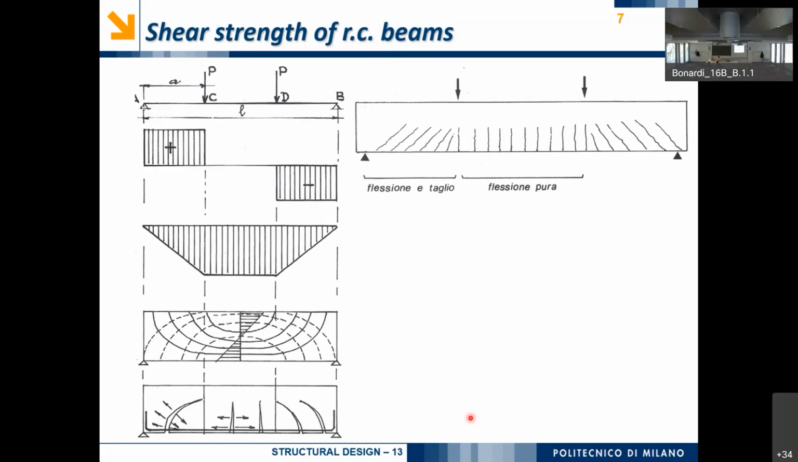Okay, guys, please remember the 3 assumptions for the reinforced concrete. This is a suggestion for the exam.